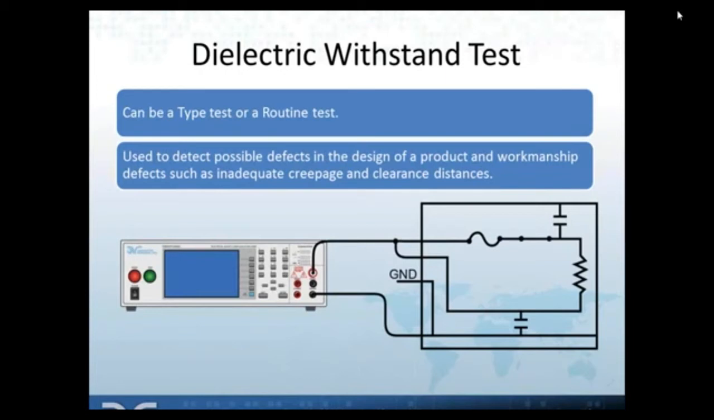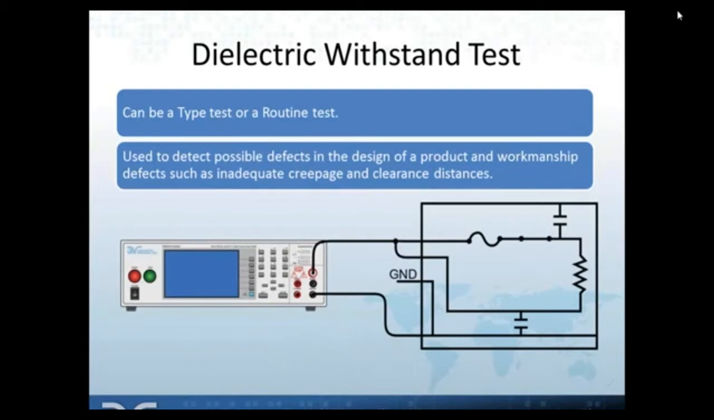Now, in addition to overstressing the insulation, this test is also performed to detect material and workmanship defects, and most importantly, small gap spacing between current carrying conductors and earth ground. When a product is operated under normal conditions, environmental factors such as humidity, dirt, vibration, shock, and contaminants can close these small gaps and allow current to flow, which can create a shock hazard if the defects are not corrected at the factory.